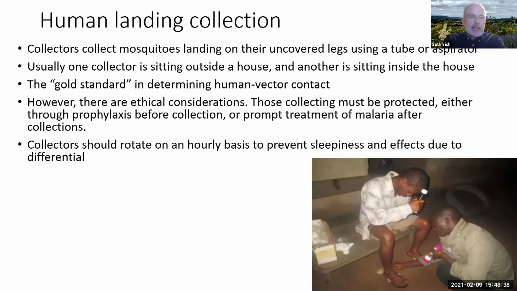So human landing collection is almost exactly what it sounds like. You're collecting the mosquitoes that land on humans. You have collectors that sit outside or inside, and they usually cover up the top half of their body and expose their legs almost as a bait for mosquitoes. Then they can collect the mosquitoes that land on their legs using a tube or aspirator. Oftentimes you'll have one collector sitting inside the house and one outside the house, so you can answer questions about where the mosquito is biting.